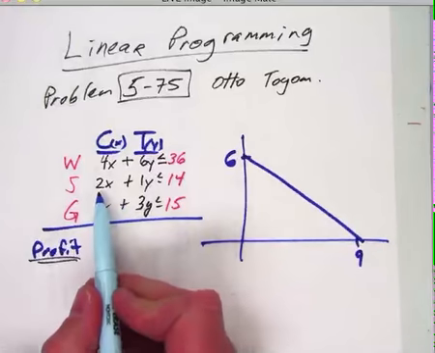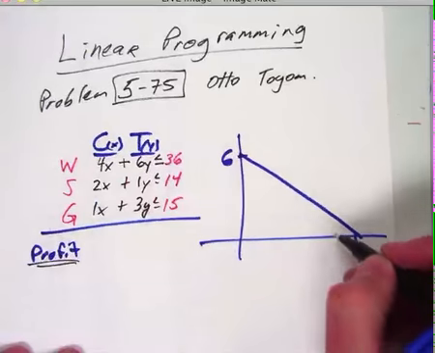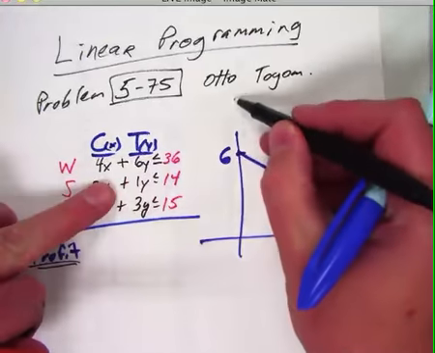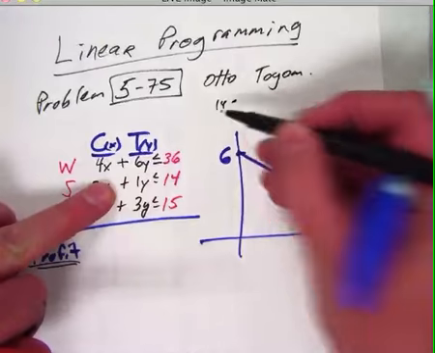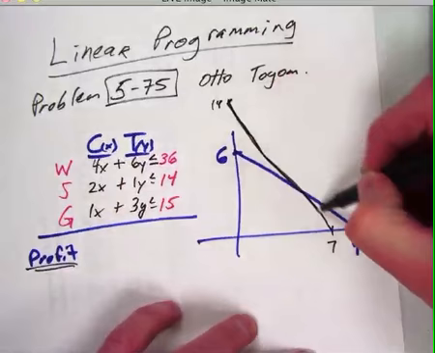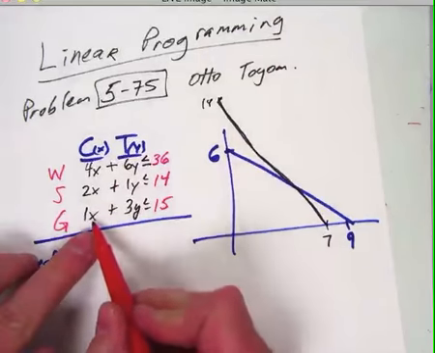Next is I've got the line for the seats. Well, if I put 0 in for y, then the seats maximum would be 7. Could make 7 cars with all seats, and then I could make 14 trucks is way up here. I'm just going to estimate these for right now just to show you how quickly you can graph lines if you just quickly calculate their x and y intercepts. Then here, this would be 15 and this would be 5.